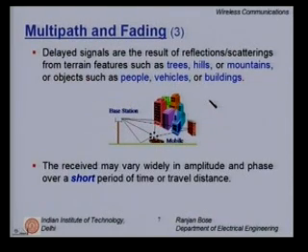The received signal may vary widely in amplitude and phase over a short period of time or travel distance. So it actually depends upon how fast you are traveling, and that is the speed at which your environment is changing. We will later talk about fast fading and slow fading also.